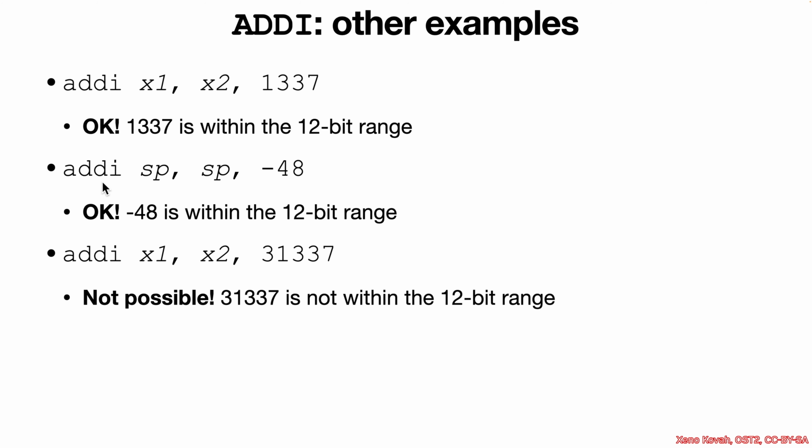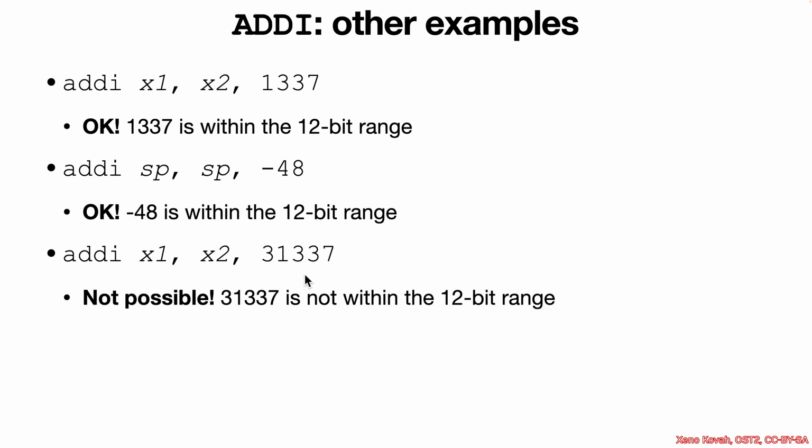We could have an alternative, ADDI SP, SP, -48. This is also okay because -48 is within that 12-bit range. So stack pointer minus 48, or plus -48, and store the result back into the stack pointer.